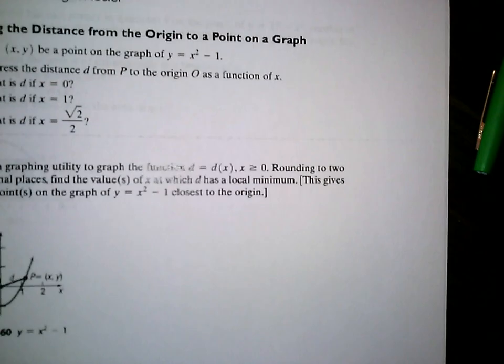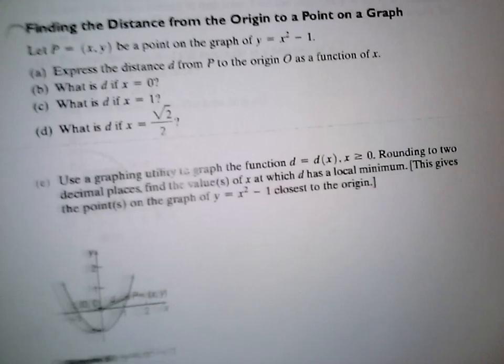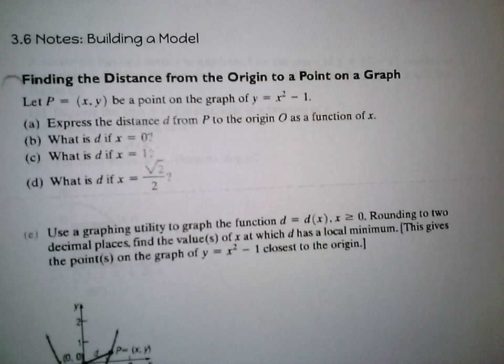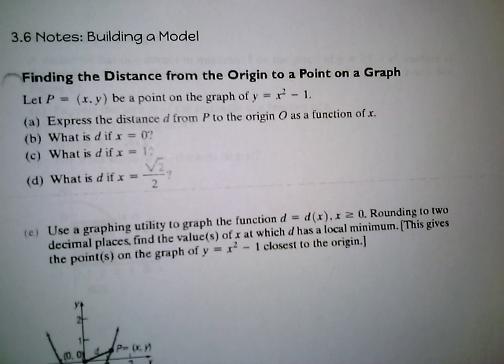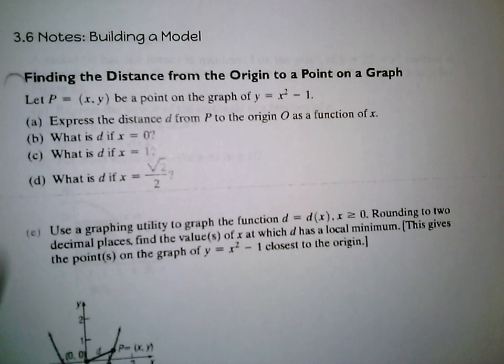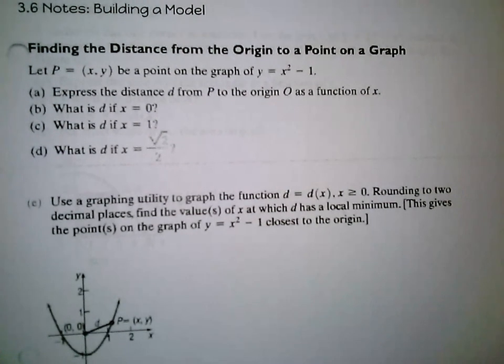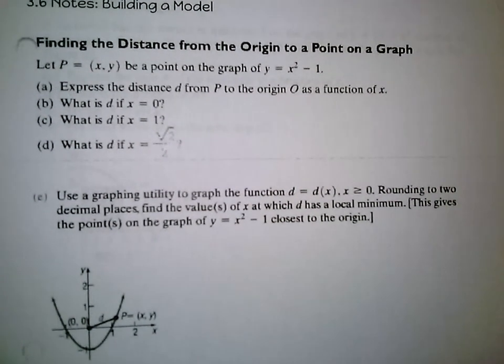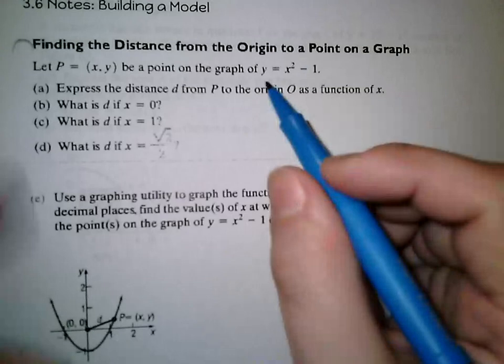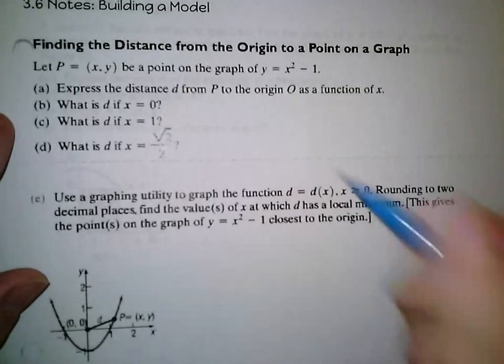Section 3.6 is, I'm going to do this in multiple parts so we can just look at this type of problem to start with, and then we'll look at other types of problems in future videos. So here we are trying to find the distance from the origin to a point on the graph. And when you do problems like this, it doesn't necessarily have to be the origin that you're working with. This one does happen to be the origin, but it could be any ordered pair.